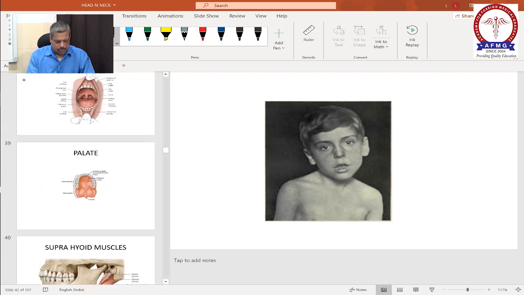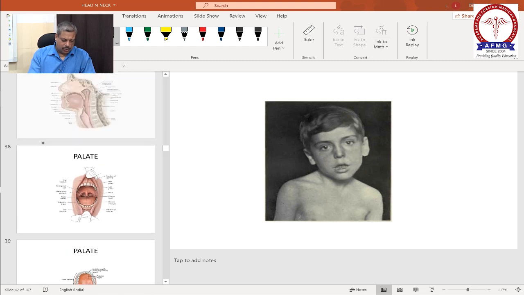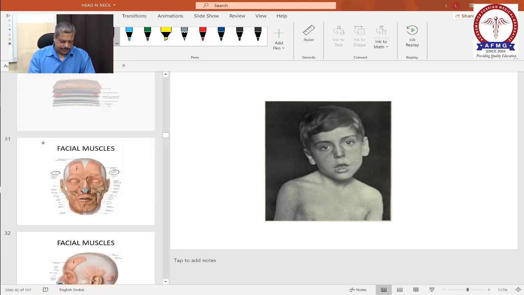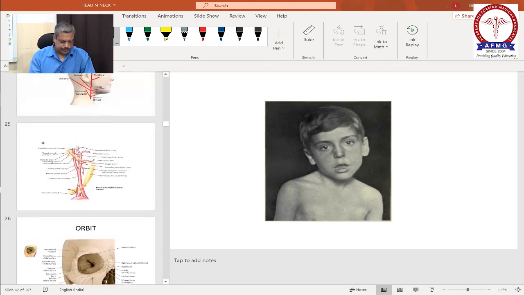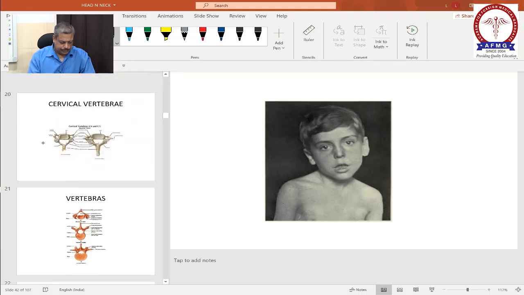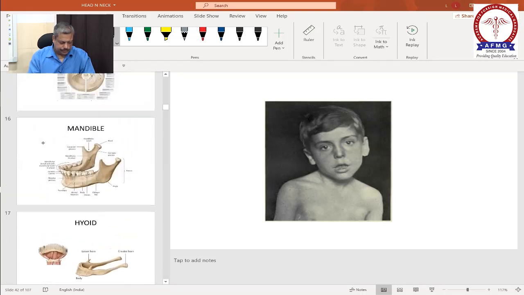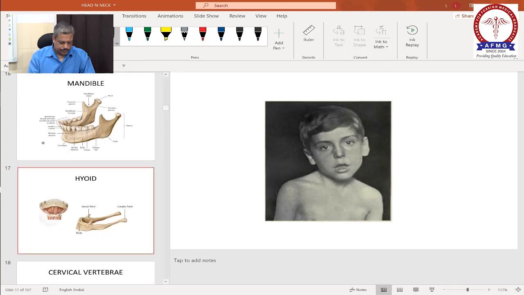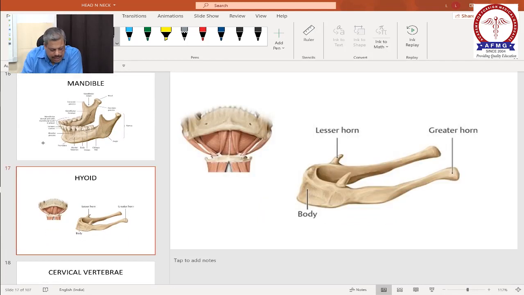See the hyoid bone. It is a very small bone present in the neck region. See here, this is the hyoid bone. This is the body. This is the lesser cornu, the lesser horn. This is the greater horn. Clear? This hyoid bone does not articulate with any other bone, so it is kept in place by the muscles.